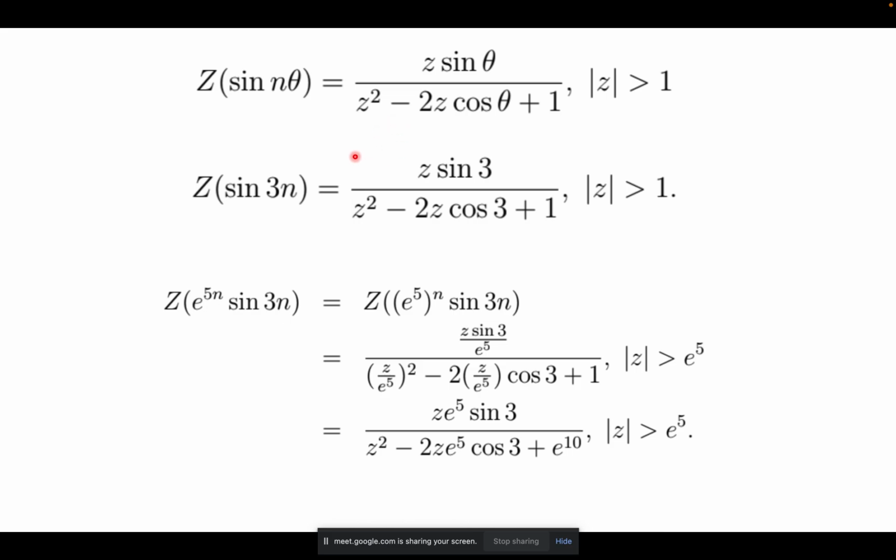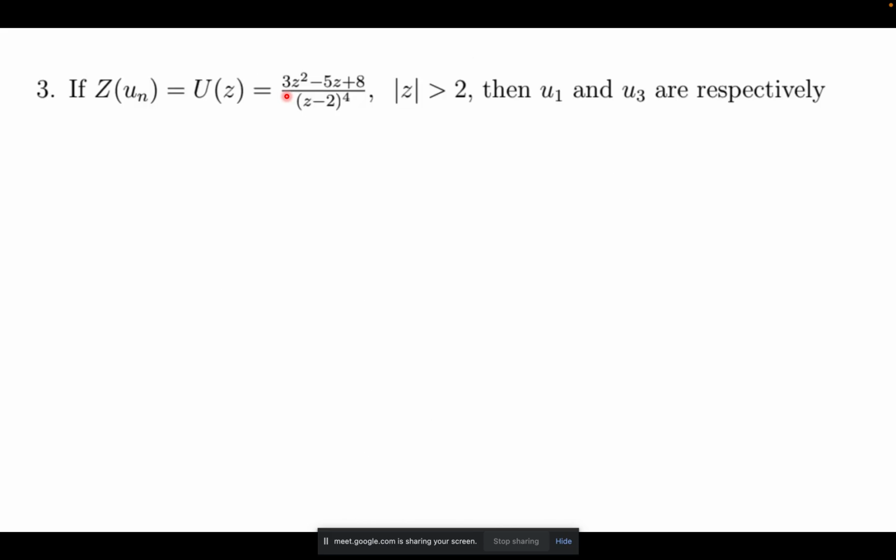Like here, in both the questions we use the z transform of sine n theta. So if you know this prior to solving the question, then it's very easy to solve such problems. Okay, so this was all about the second question, and I hope it's clear to you. So let's move on to the third question.